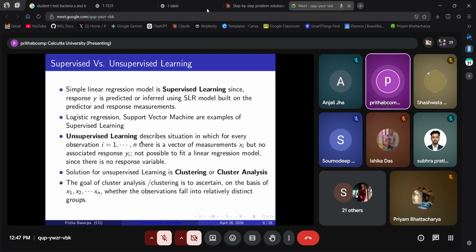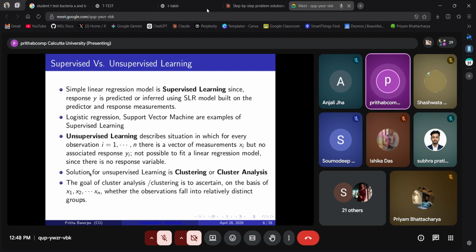In unsupervised learning, it describes a situation in which for every observation i, 1 to n, there is a vector of measurements xi, but no associated response yi. So that's why it is not labeled, and that's why it is called unsupervised. There is no one to supervise what class the data is going to belong to. And that's why it is not possible to fit a linear regression or logistic regression model, because there is no response variable, which is required for linear or logistic regression.